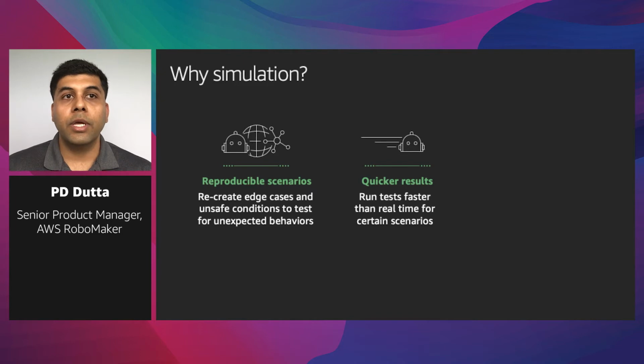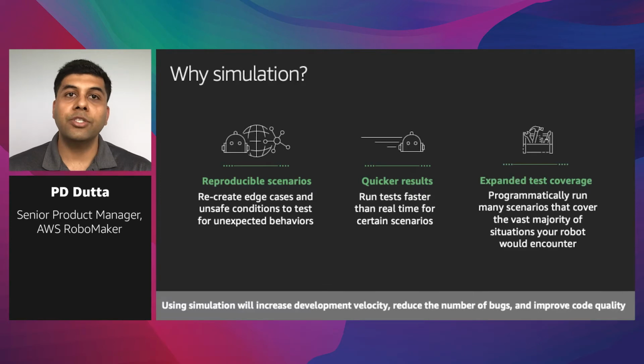Third, you can expand the test coverage by programmatically testing many scenarios using parameterized and repeatable simulation. So this would ensure that when you take a robot and put it in a new warehouse, it can immediately get to work. So overall, simulation helps you increase your development and testing velocity, and it helps you improve your code quality as well.